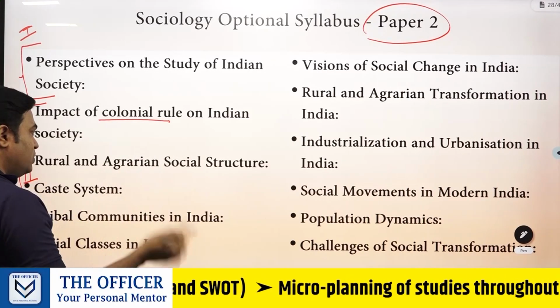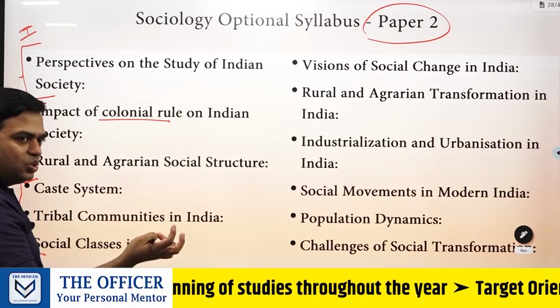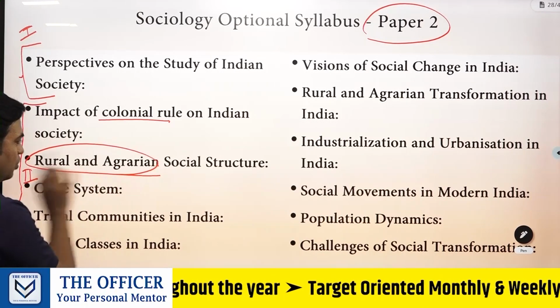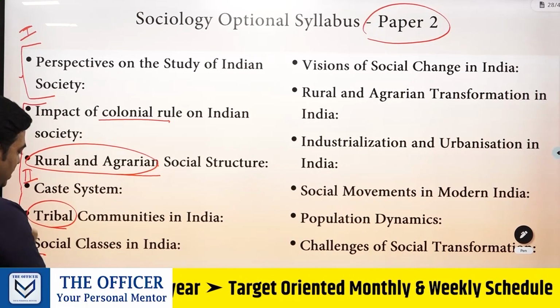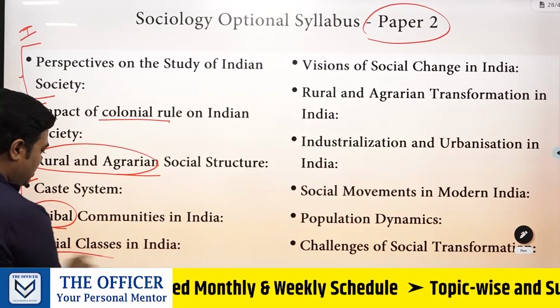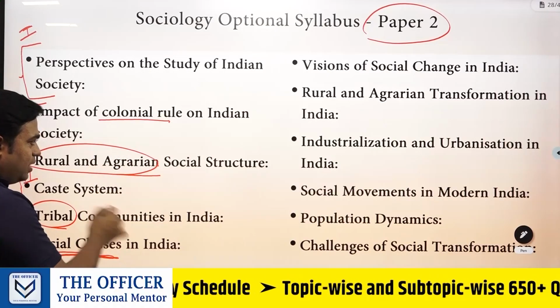The structure of Indian society is what? Agrarian village society, then urban society and tribal society. Getting? So agrarian and rural society, tribal society and the urban society. So basically here in the social classes we are going to discuss it. So this is the structure of the Indian society.